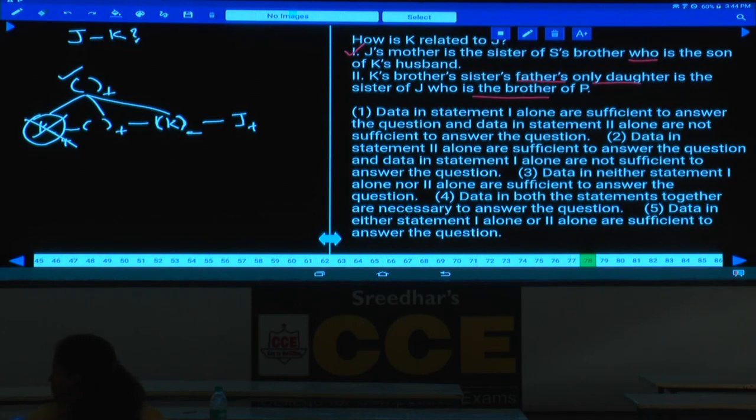Now tell me whether K can be here or not. Yes, K can be here. Now again check out the condition. K's brother. Now this K's brother is this person. K's brother's father, father's only daughter is K. Only daughter is the sister of J.